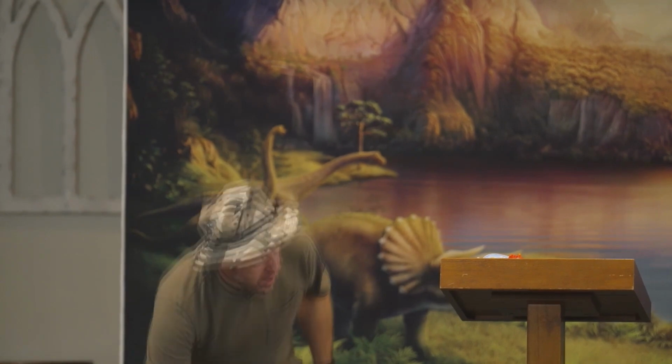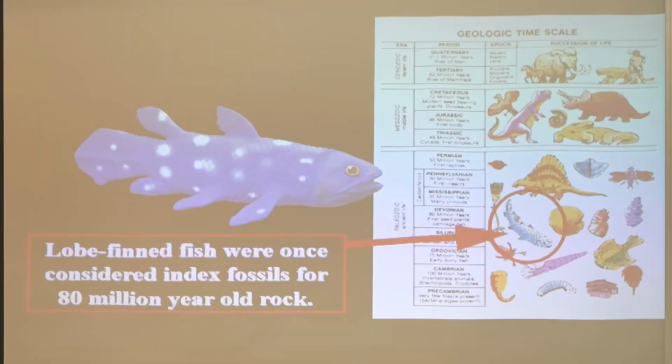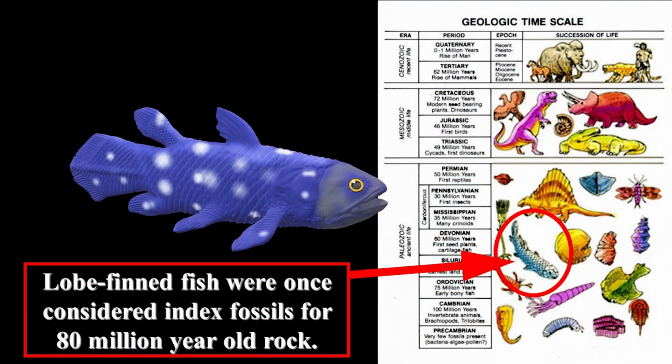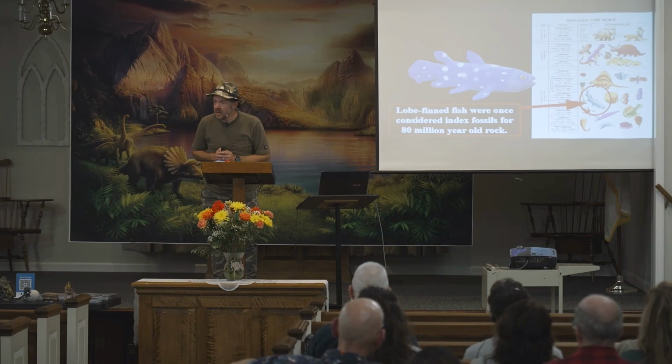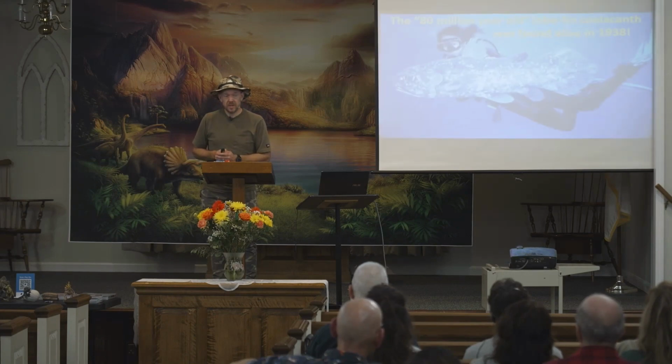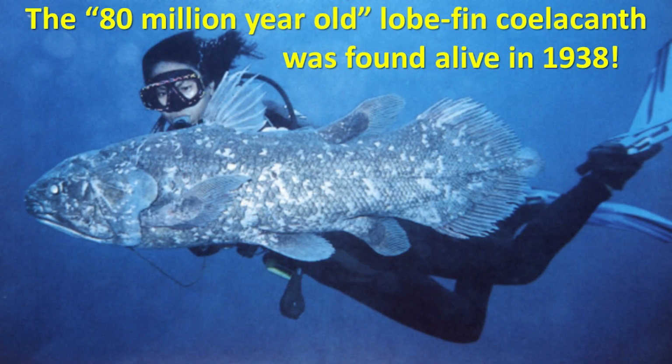Well, here is a lobe-finned fish. And in this particular diagram, you see the lobe-finned fish was considered an index fossil. The rocks that contained that were 80 million years old. It's going back to the time of the dinosaurs, these lobe-finned fishes. And then somebody that didn't know any better, a fisherman, caught one alive off the coast of South Africa. Well, now what does it mean if you find a rock with a lobe-finned fish? It doesn't mean anything. It could have been yesterday, right?